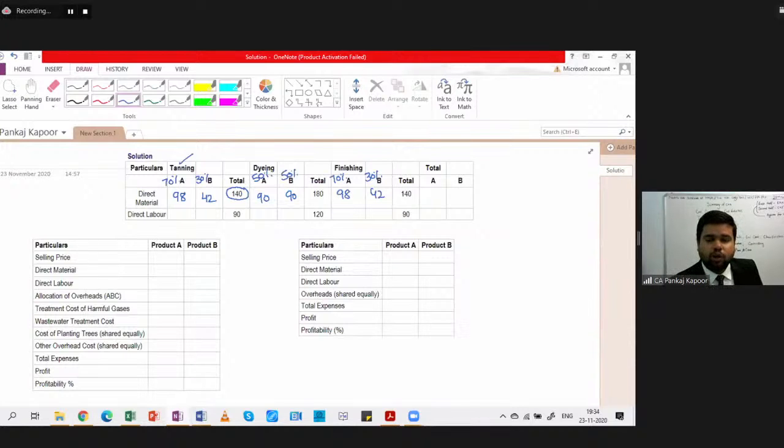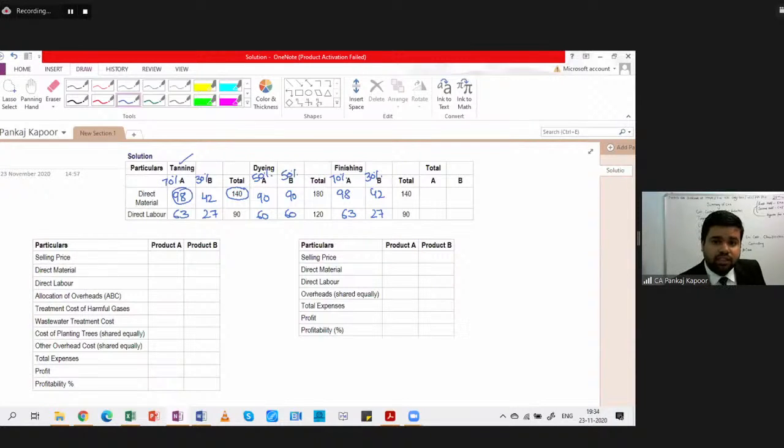Also allocate the labor cost quickly. 90 need to be distributed in the ratio of 70 and 30. 63 and 27. Here 120 need to be allocated in the ratio of 50-50. 60 and 60. 90 need to be allocated in the ratio of 70 and 30. It will be 63 and 27. Now calculate the total material cost quickly.